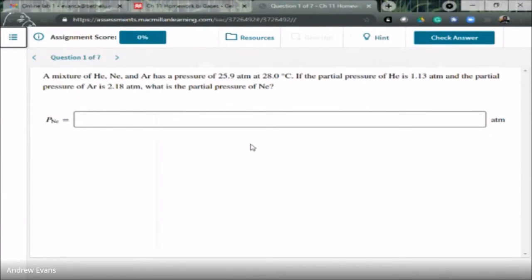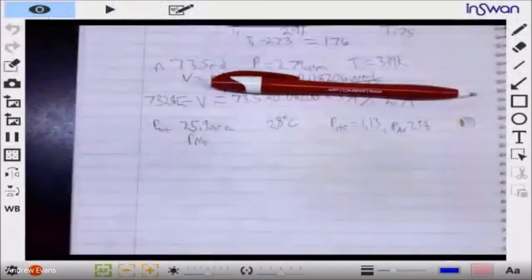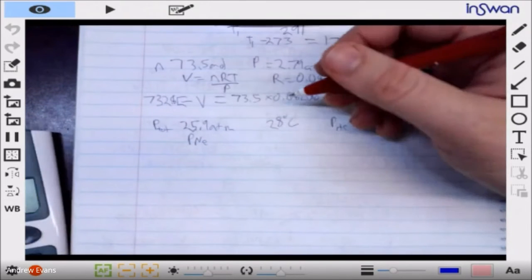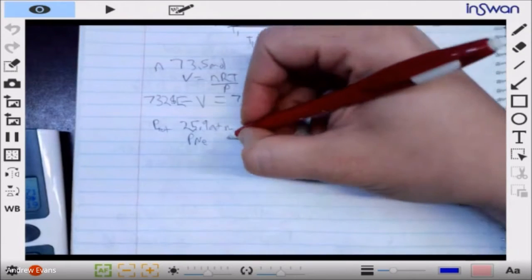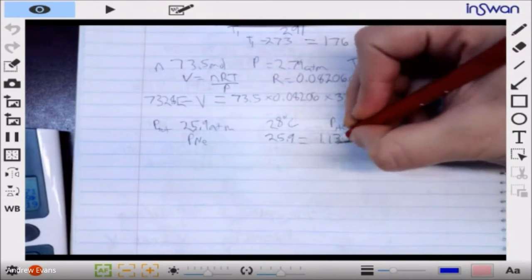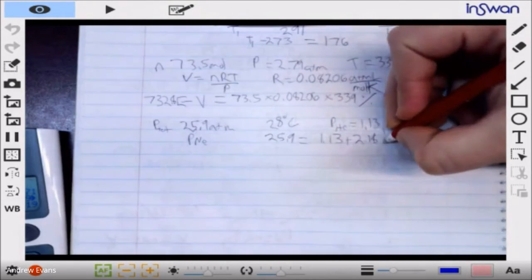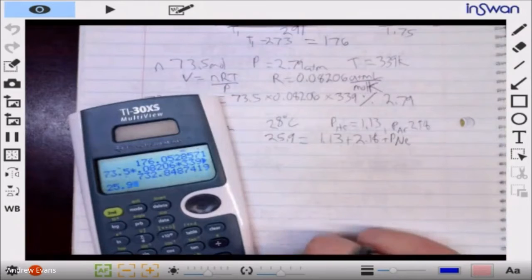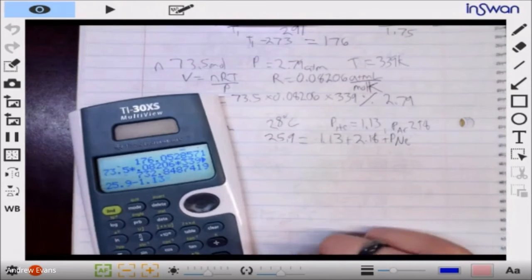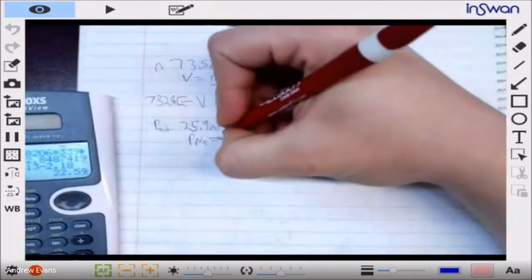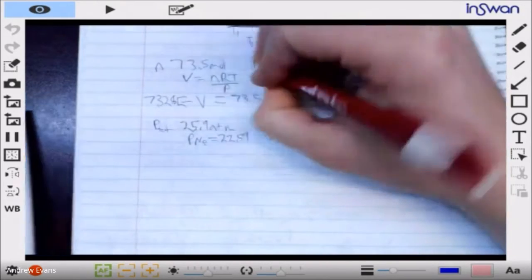In this case, they've given us one bit of information too much. We do not actually need the temperature. We are just going to use the fact that P1 plus P2 plus P3 equals P total. So we have 25.9 equals 1.13 plus 2.18 plus whatever the pressure of neon is. So 25.9 just becomes minus 1.13, minus 2.18. So a lot of this ends up being neon, 22.59.